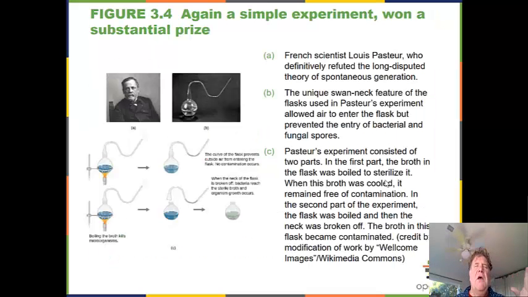Another item that we need to know is basically what we call refraction and reflection.